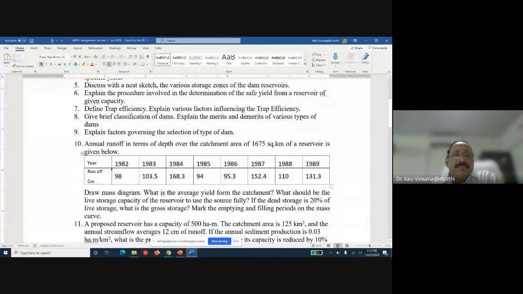So this is the problem where you need to draw a mass curve, then find the average yield from the catchment. Also, you need to calculate the live storage capacity and, if 20% is the dead storage, what is the total gross storage capacity? Simple mass flow curve.